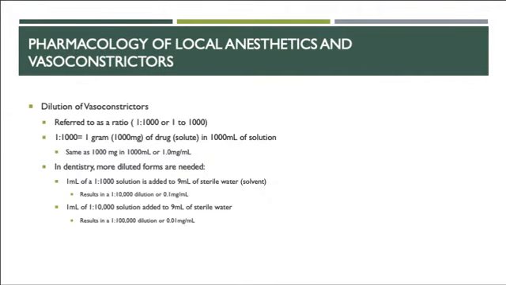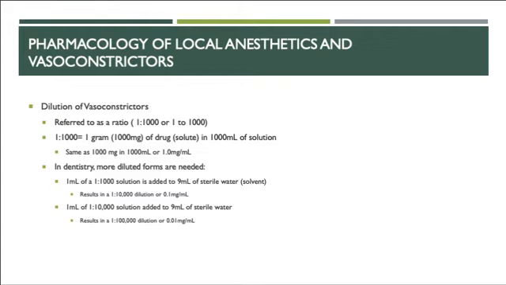Now, vasoconstrictors are not added to local anesthetic solutions in their most potent form. They have to be diluted. The dilution of vasoconstrictors is often referred to as a ratio and is often written in the following manner: 1 to 1,000, which can also be written as 1:1,000. Okay? Now, let's talk about what this means. So a concentration of 1 to 1,000 has 1 gram or 1,000 milligrams of drug in 1,000 milliliters of solution. And this is the same as 1,000 milligrams in 1,000 milliliters, or 1 milligram per milliliter.